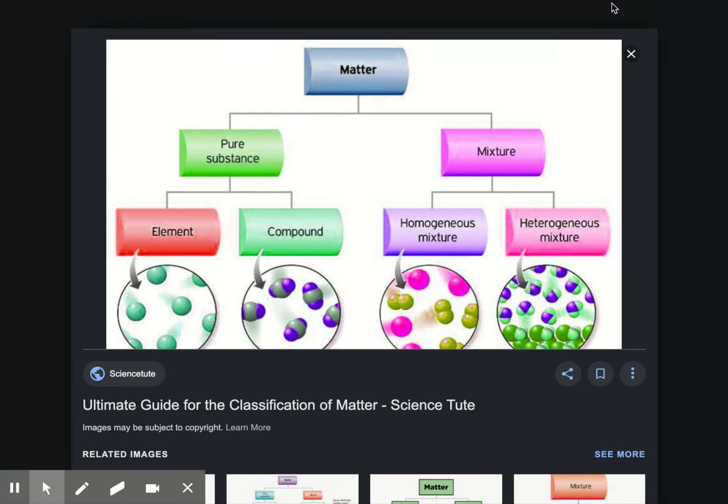Matter can be broken down into two categories: pure substances and mixtures. Pure substances are further broken down into elements and compounds. Mixtures also consist of homogeneous mixtures and heterogeneous mixtures.